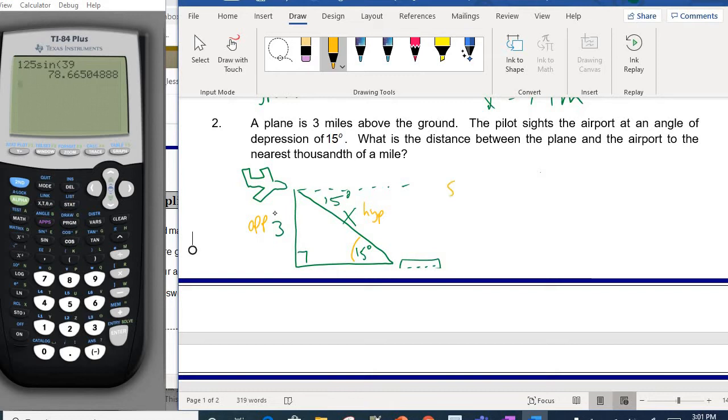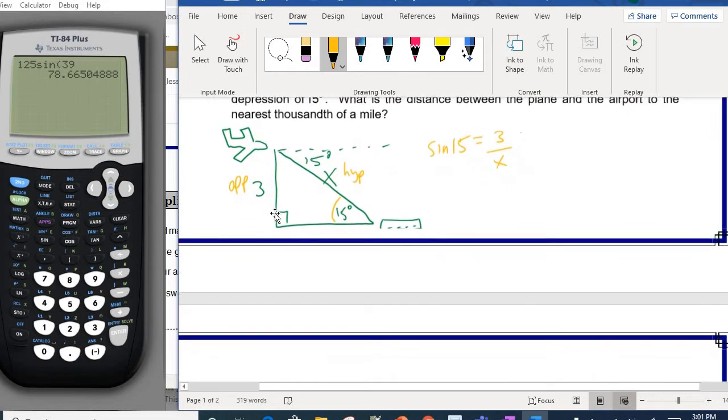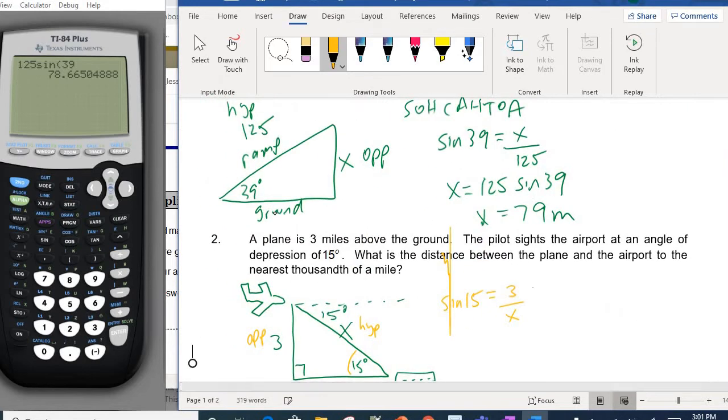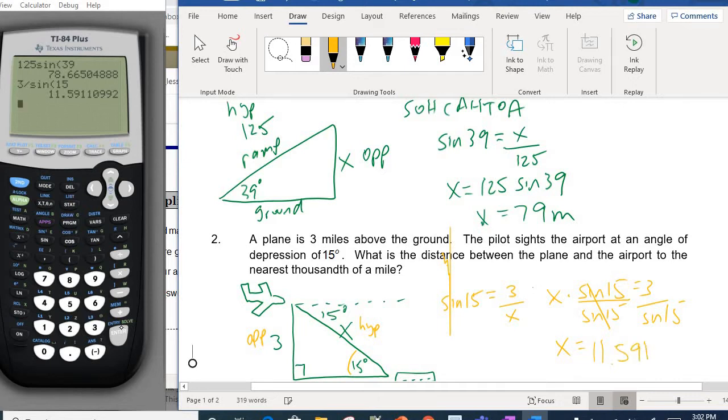So this should be sine again. The sine of 15 is equal to the opposite over the hypotenuse. Now keep in mind this time that when you cross multiply, you'll get x sine 15 is equal to 3. So I'll divide by the sine of 15. So x is equal to, okay, I go to my calculator, 3 divided by the sine of 15. And they want this to nearest thousandth, so it'll be 11.591. Okay, and that would be miles.